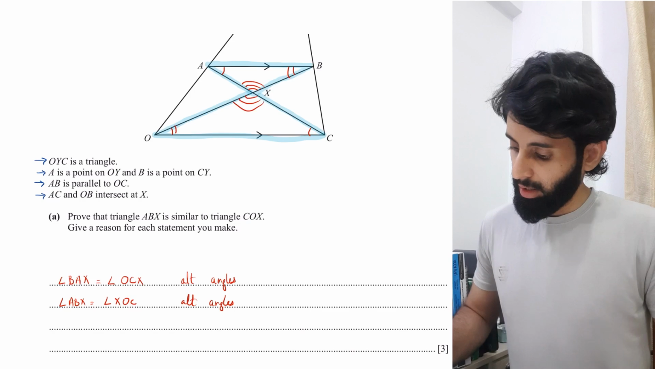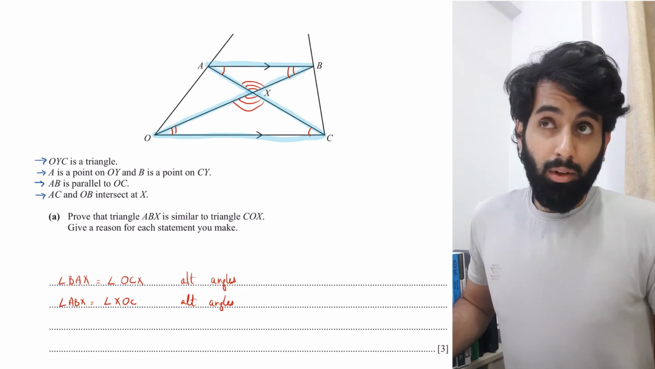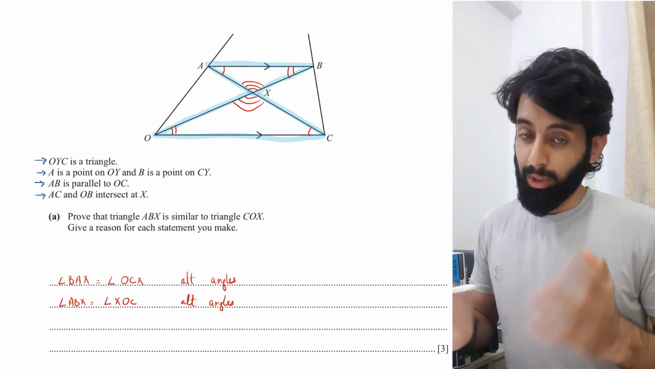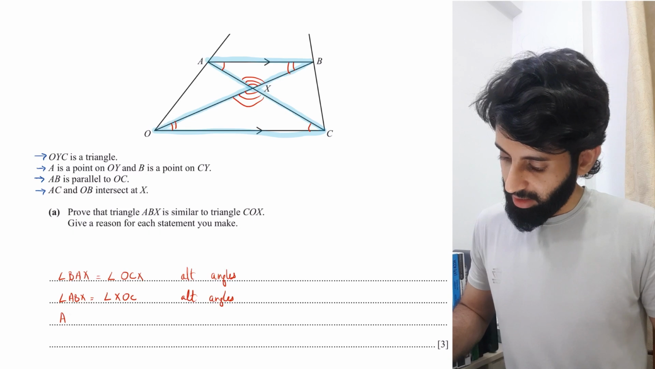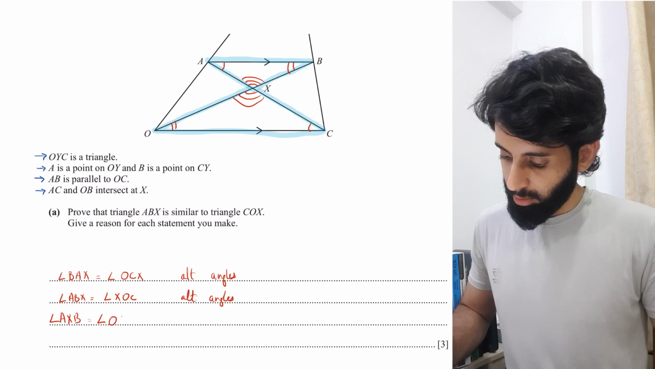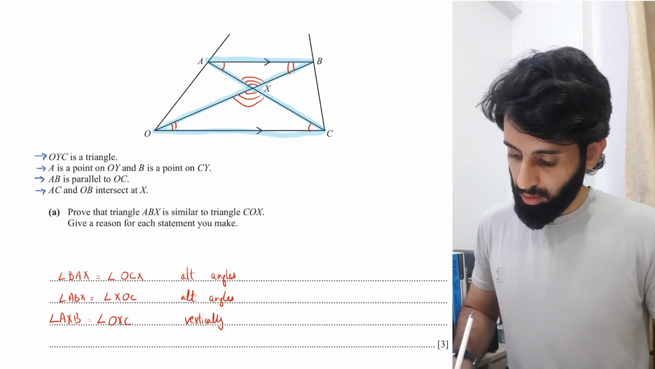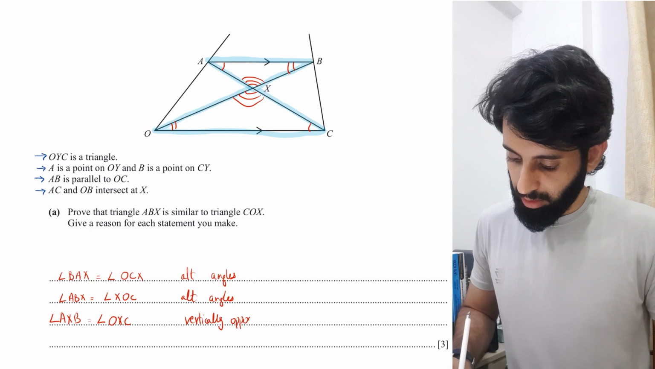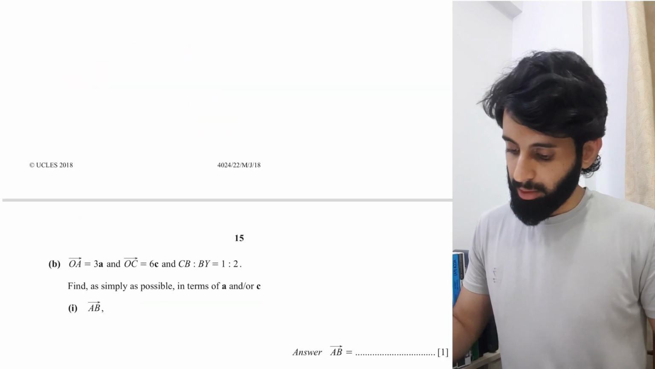The reason, however, is not alternating angles in this case. In fact, it is vertically opposite. Sorry, my bad. So in this case, you're going to say angle AXB is equal to angle OXC because of vertically opposite. Excuse my handwriting, please. Okay. So yeah, three marks for that.